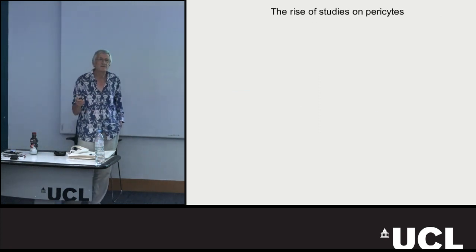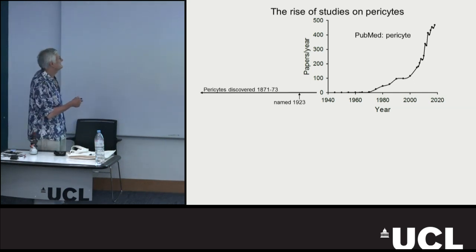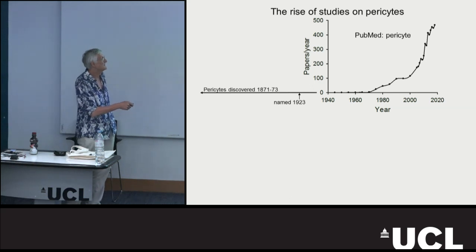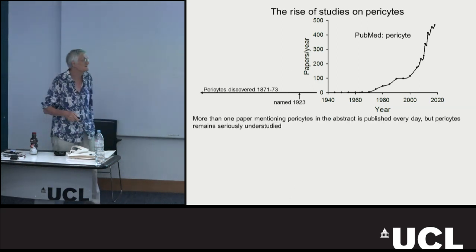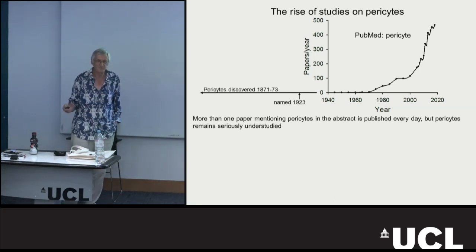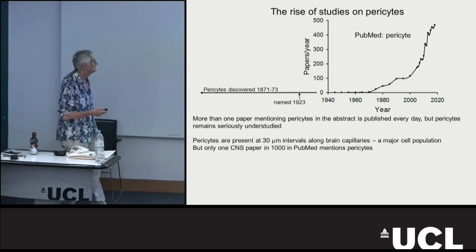So I just want to spend a minute to illustrate the rise of studies on pericytes. They were discovered, as I said, hundreds of years ago. Nothing much happened for 100 years, but now there's been an exponential rise in the number of papers on pericytes. Every day, about 1.5 papers are published on pericytes. But nevertheless, they remain very poorly understood.